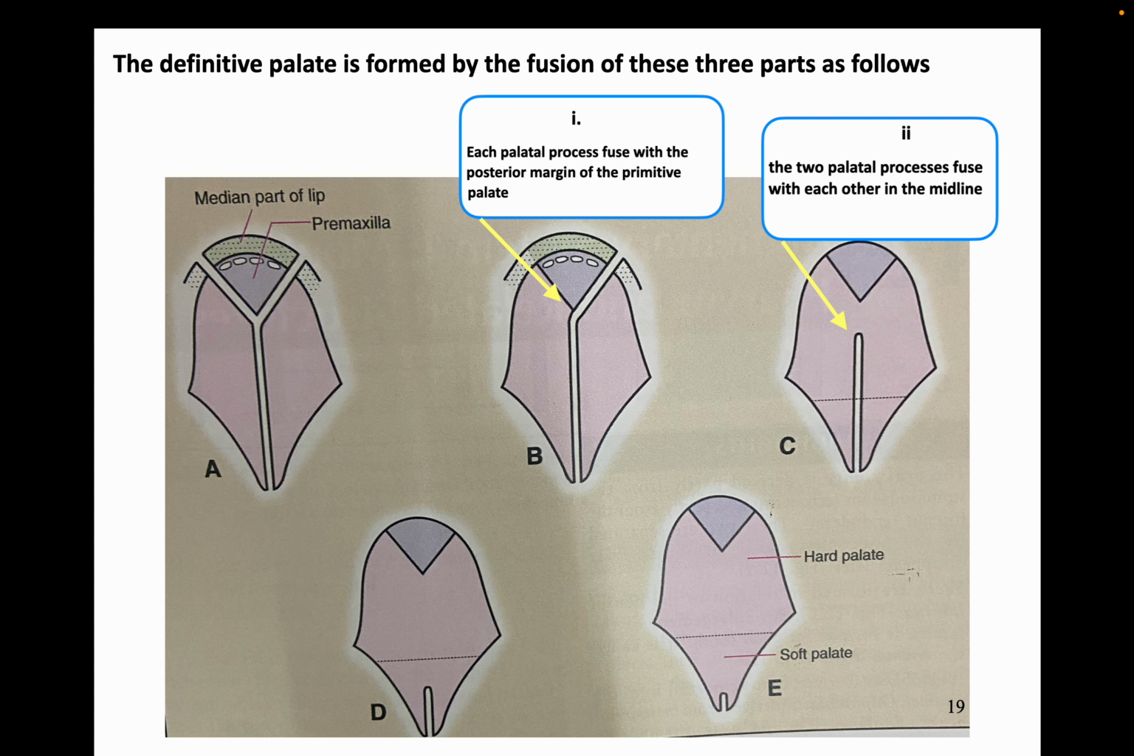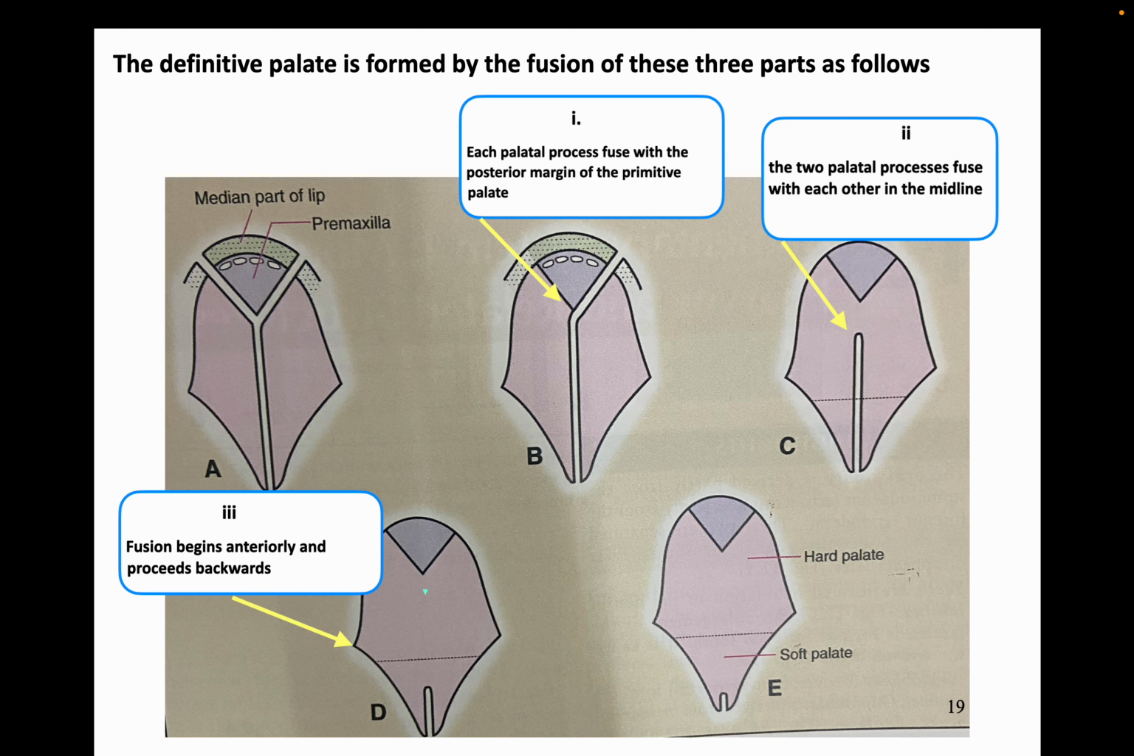You can see here. Now this fusion begins from the anterior side, and it is moving backward. So this is the direction in which the fusion is happening, leading on to the formation of the definitive palate. So this is how the definitive palate is formed.